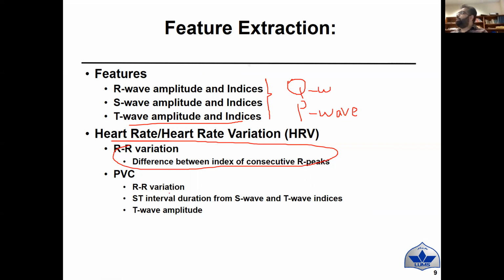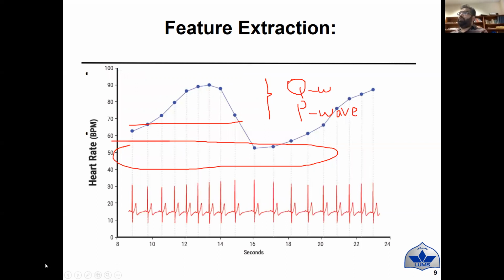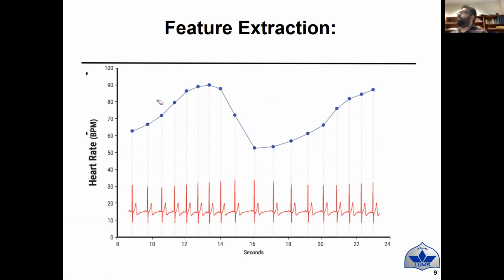Then the PVC variation: for the PVC we just saw, we need 3 main signals: RR variation, ST interval, and the T wave amplitude. We can figure these out from the features we just mentioned, so you can find out whether the signal is PVC or not PVC. Moving forward, let me erase them. So how will heart rate variability look?